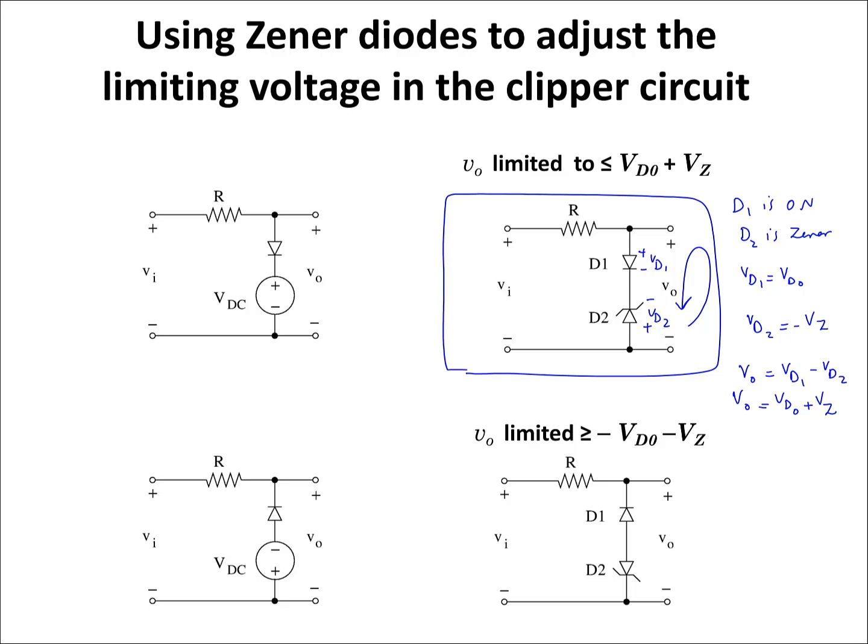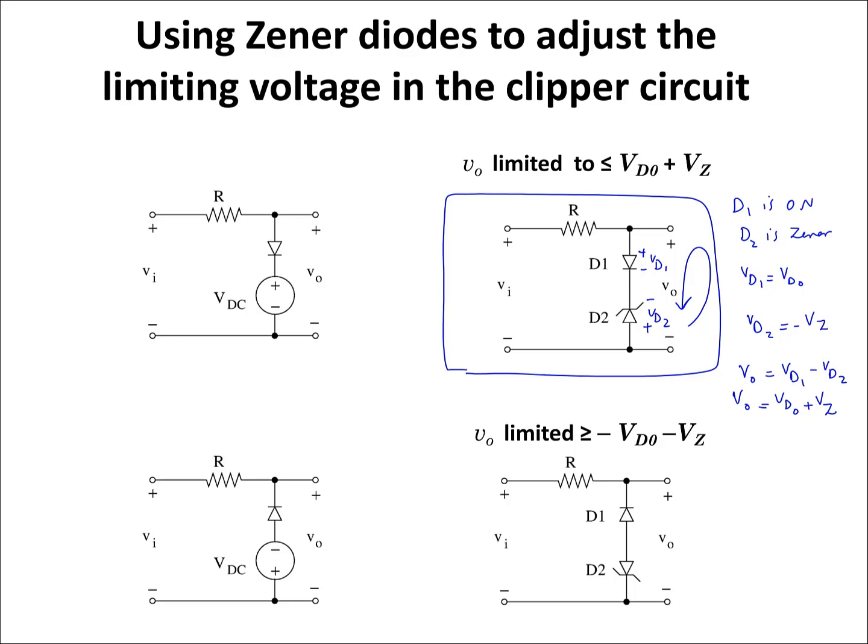And the other possibility for the operation of these two diodes is that both of them are off. If both of them are off, the current through the diodes, which is the same current that flows through the resistor, is going to be equal to 0. From there, when both of the diodes are off, V out is going to be equal to Vi.